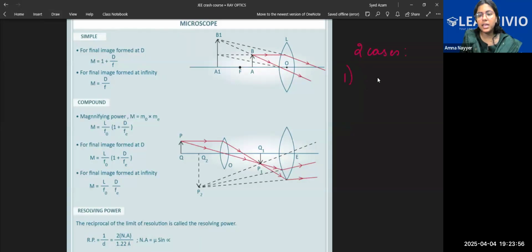One is when the image is formed at the least distance of distinct vision, that is 25 centimeter. Least distance of distinct vision will also be given.